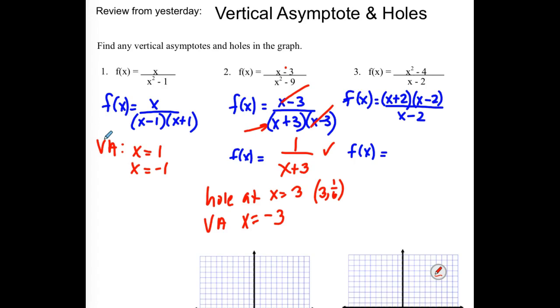Our third one. If we look at our factored form, we have one restriction at what value? At 2. We have a problem at x being 2. Is it a hole or a vertical asymptote? Why is it a hole? Because we can cancel it out. That means this reduces to just f of x equals x plus 2. We know we have a hole at x equaling 2. So to find that actual location, we plug a 2 into our simplified version, which gets us a 4. Yes? Okay.